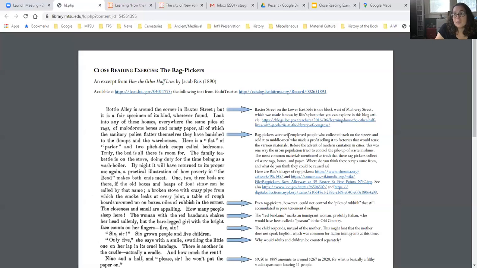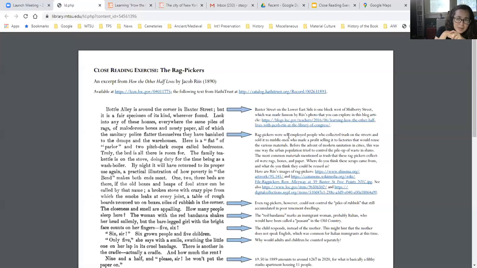Rag pickers were self-employed people who collected trash on the streets and sold it to middlemen who then made a profit selling it to factories and other people that would then reuse these various materials. Before the advent of modern sanitation in cities, this was one way the urban population tried to control the pileup of waste in the slums. The most common materials mentioned as trash that these rag pickers collected were rags, bones, and paper. Because remember, this is before the age of plastic.